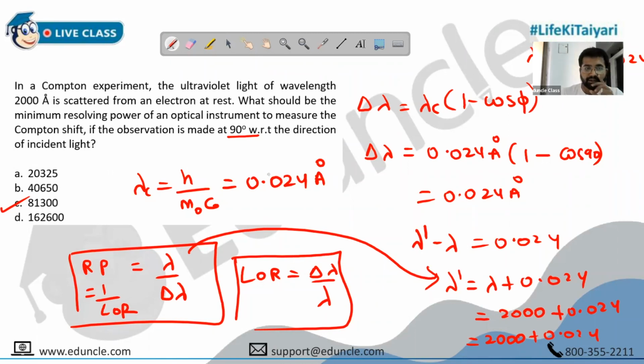Yes, sir. So in the question they have asked you to find resolving power, right? So we are using this formula.